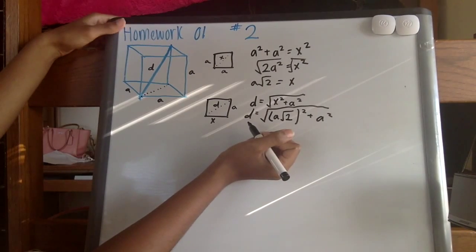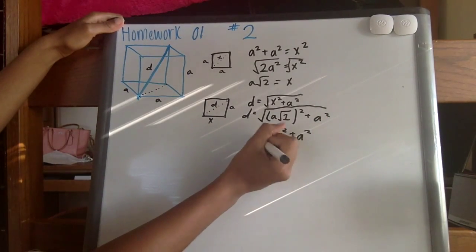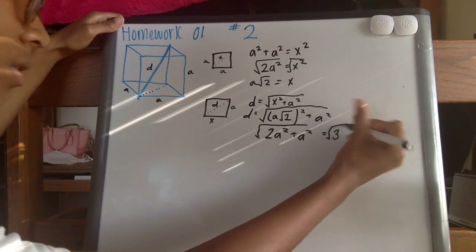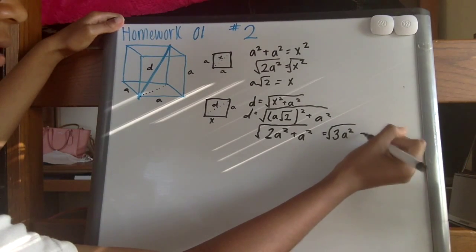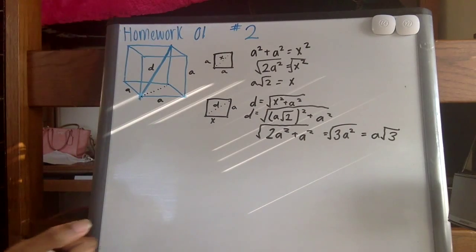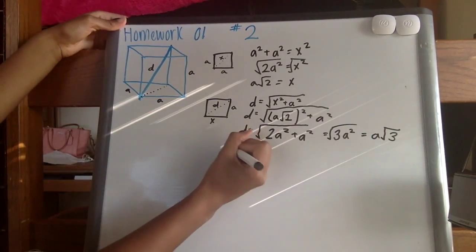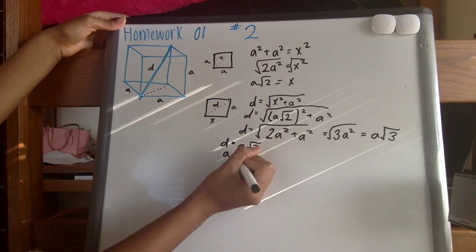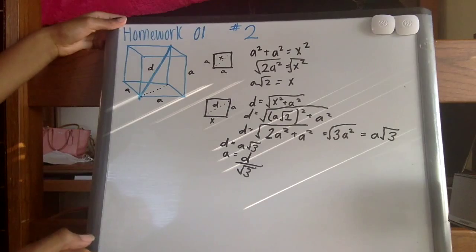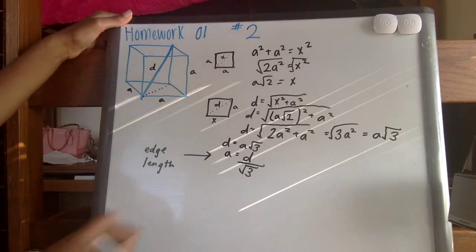If we simplify, we end up with the square root of 2A squared plus A squared, which simplifies to the square root of 3A squared, and simplifying again, that's A root 3. And that equals our D. Because we're trying to find our edge length, which is A, and we know that D equals A root 3, to find A we divide by the square root of 3, and we get D over the square root of 3, and that represents the edge length of our cube.